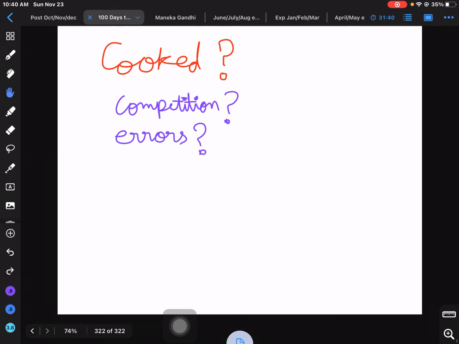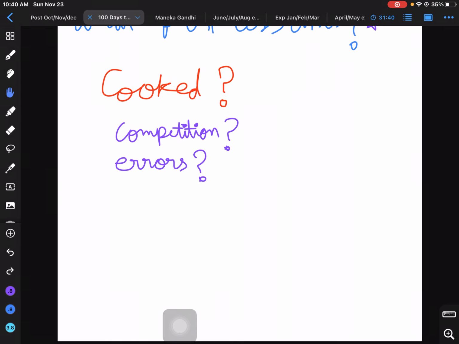So I believe that is it. Today I would be writing that All India Open mock, and I'll post my review on that as well.